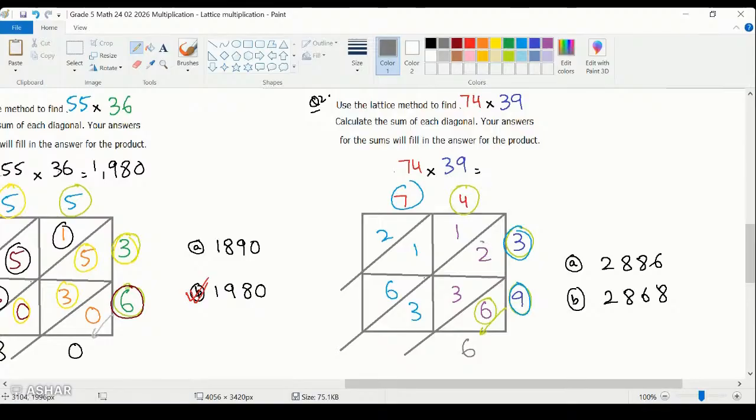Then we have 2 plus 3 is 5. 5 plus 3 is 8. 1 plus 1 is 2. And we only had 2. So 2886. Thank you. Right? Thank you so much. Option number 1 was the correct answer.